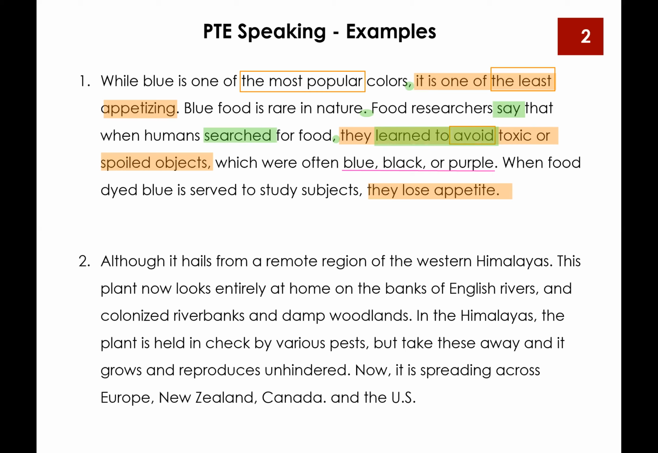While blue is one of the most popular colors, it is one of the least appetizing. Blue food is rare in nature. Food researchers say that when humans search for food, they learn to avoid toxic or spoiled objects, which were often blue, black, or purple. When food dyed blue is served to study subjects, they lose appetite. All right, and that is how you say it.